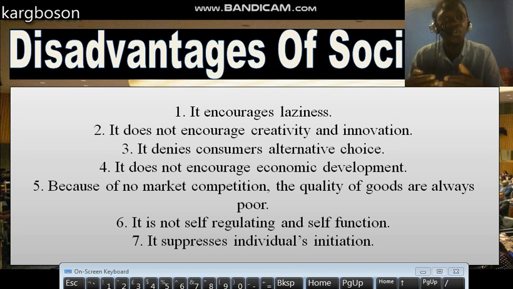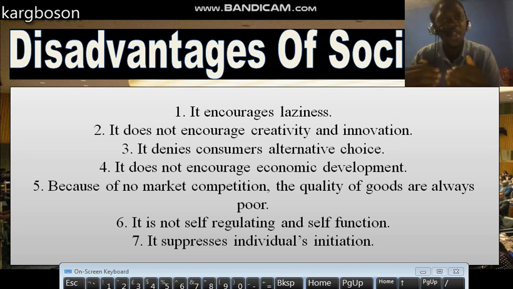It also denies consumers alternative choice, because you only consume what the state produces. But if you have a free market economy and everybody is producing, what happens? It gives you the opportunity to choose what you want to buy. Also, it does not encourage economic development. Many political scientists also argue that socialism as an economic and political system cannot encourage economic development, because at the end of the day, the state is the sole provider, or the main source of the means of production of goods and services.